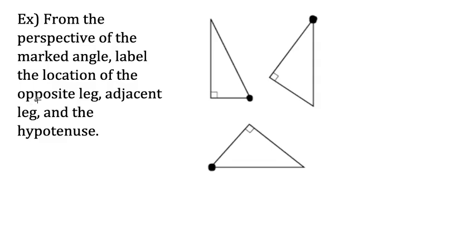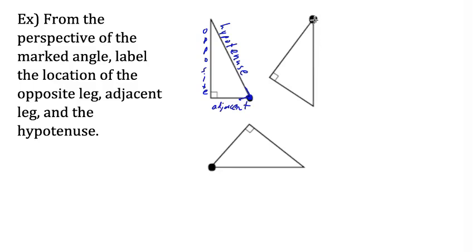Right, before we get going on our trigonometry, let's practice labeling our sides. So from the perspective of the marked angle, label the location of the opposite leg, adjacent leg, and the hypotenuse. All right, in this first triangle, let's go ahead and start with the hypotenuse. That's always across from the right angle. Now here's our marked angle. So the leg that's on the other side of the triangle is the opposite leg. And the leg that forms one side of this angle is the adjacent leg.